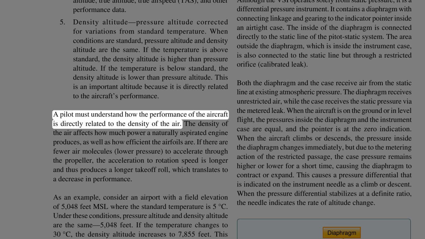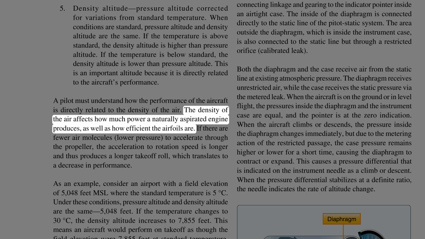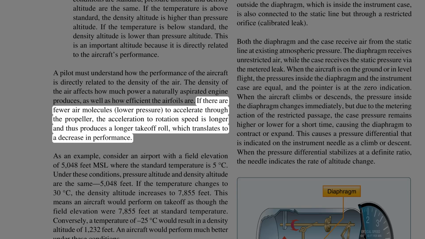A pilot must understand how the performance of the aircraft is directly related to the density of the air. The density of the air affects how much power a naturally aspirated engine produces, as well as how efficient the airfoils are. If there are fewer air molecules, lower pressure, to accelerate through the propeller, the acceleration to rotation speed is longer and thus produces a longer takeoff roll, which translates to a decrease in performance.